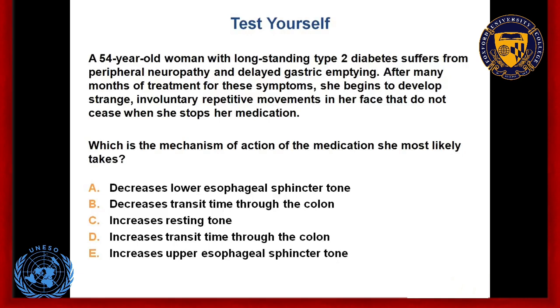Is it A, decreases lower esophageal sphincter tone, B, decreases transit time through the colon, C, increases resting tone, D, increases transit time through the colon, or E, increases upper esophageal sphincter tone? Well, the correct answer is C, increases resting tone. The patient is taking metoclopramide for gastroparesis, which is associated with diabetes mellitus. Remember, metoclopramide is a D2 receptor antagonist that is used as a prokinetic agent. How does it work? Well, it increases resting tone, contractility, lower esophageal tone, and motility.